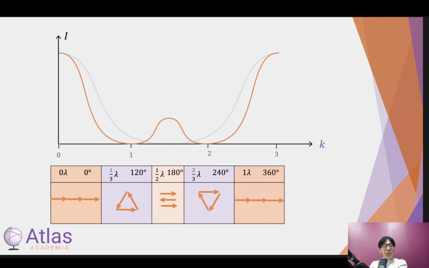Okay, so I'm going to color code the secondary maxima to be a lighter orange because it's less intense than the principal maxima.